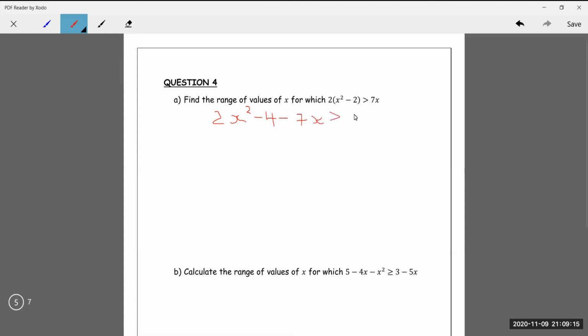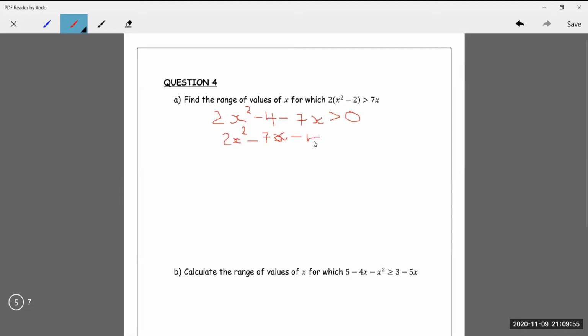So this question is very easy because look at it, this is just a quadratic inequality. If I rewrite the quadratic part of the inequality, the 2x squared minus 4 minus 7x, in standard quadratic form, I am getting 2x squared minus 7x minus 4. And that's greater than 0.